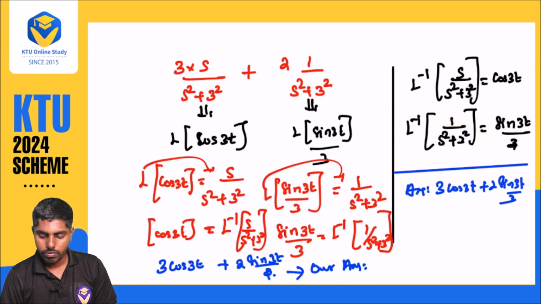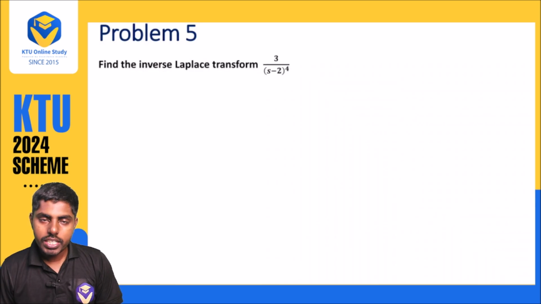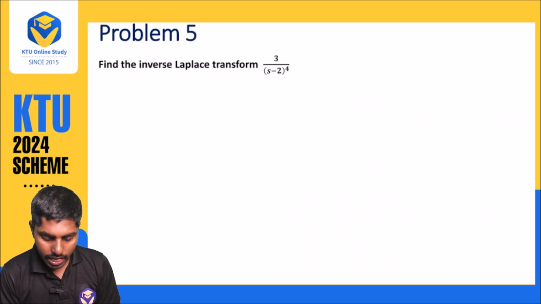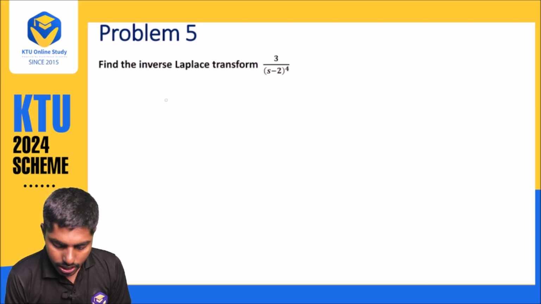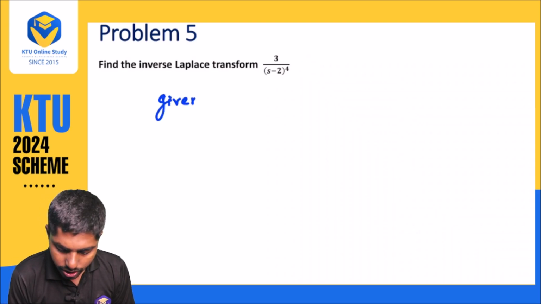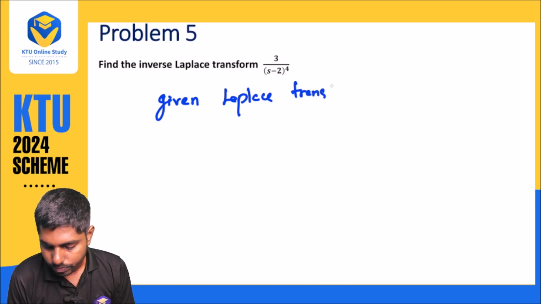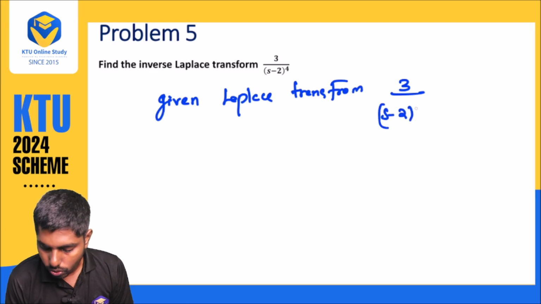Okay. So we will go to one more problem also. See, this is a very interesting concept. If you observe, very interesting. Find the Laplace transform that is given: Laplace transform of 3 divided by x minus 2, the whole power 4.